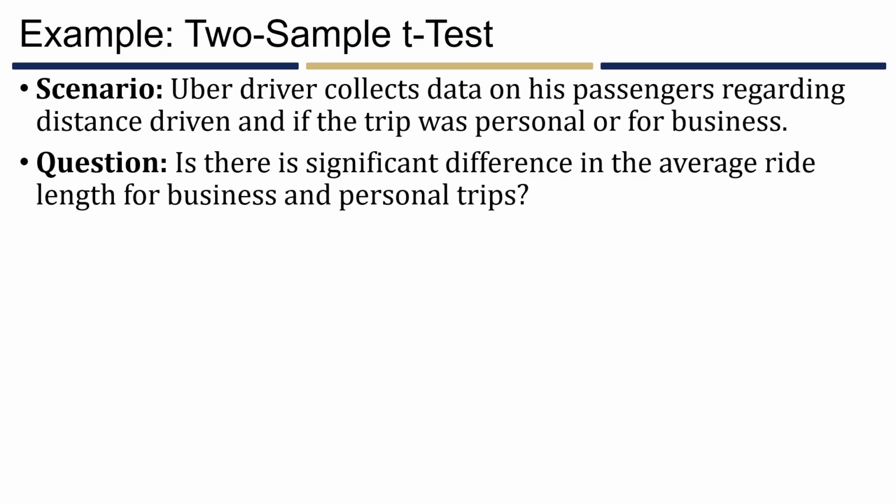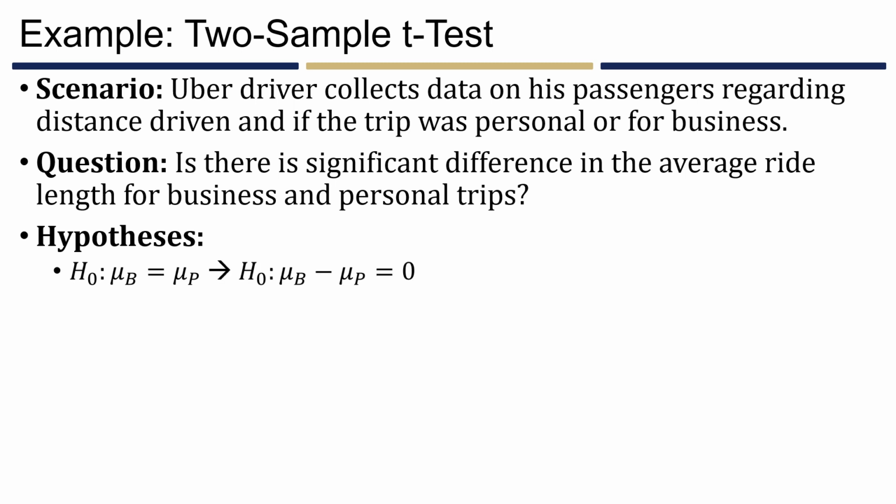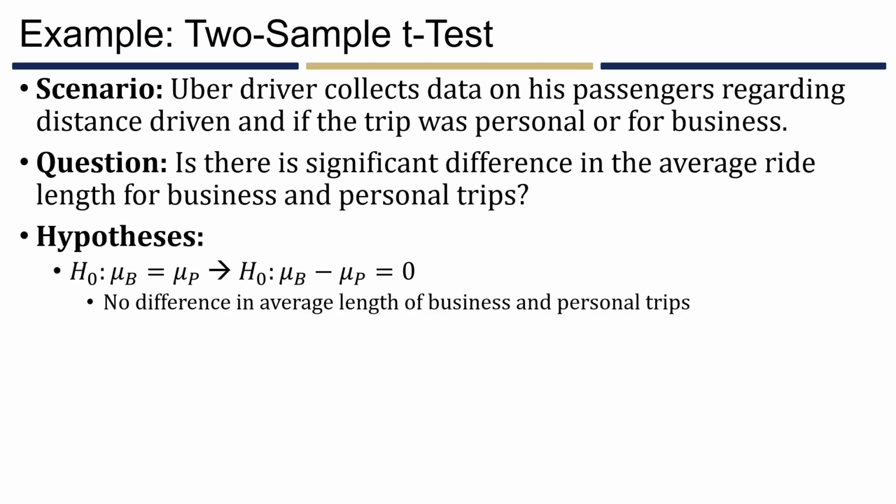Now let's go back to our Uber driver. We want to know if there's a significant difference in the average ride length for business and personal trips. So in the null hypothesis, we can set up that the average length of a business trip is equal to the average length of a personal trip. Alternatively, we can subtract the average length of the personal trips over to the left-hand side to say that the difference between the two population means is equal to 0. Either way you write out the null hypothesis, what we're saying is that there's no difference in the average length of business and personal trips.